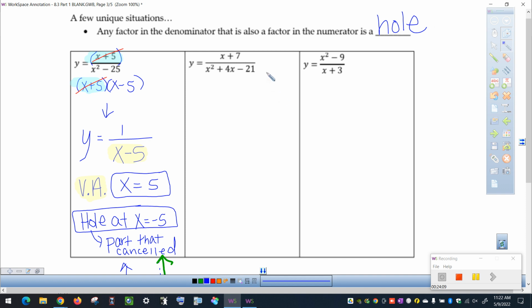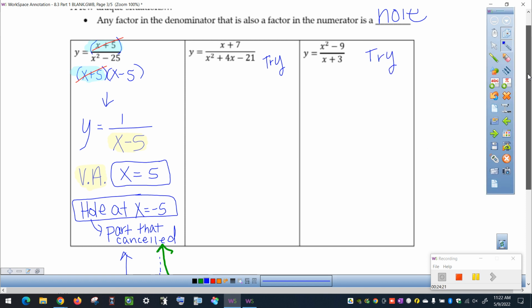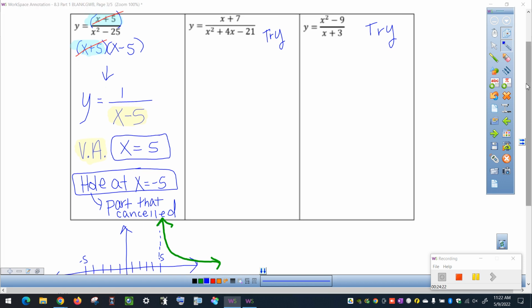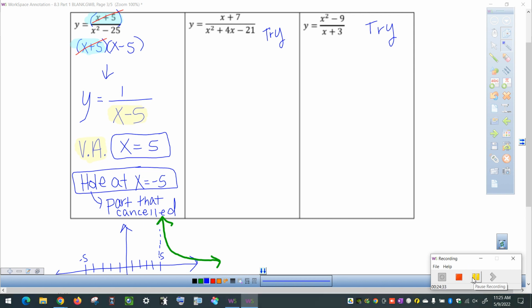All right, so I'm going to give you a couple minutes here. I want you guys to go ahead and try the next 2 problems. So think about all that we have talked about so far, and let's be very clear in how we are representing our answers using symbols here, like is it a vertical asymptote or is it a hole, and what are the locations of those? So let's take a look at this one here in the middle.